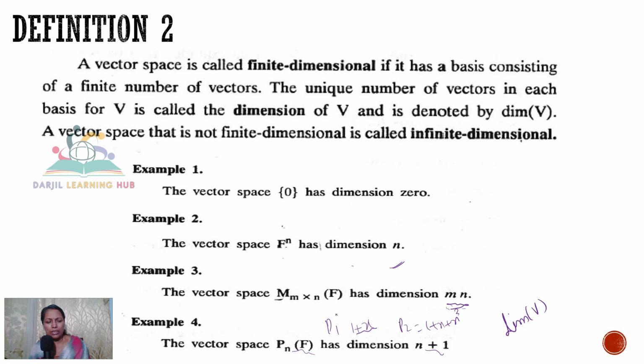Dimension of the collection of matrices is m into n. The dimension of Fn, that is the n-tuple F, is n, and the vector space with the singleton set 0 has dimension 0. So these are the examples of the term which is called a dimension.